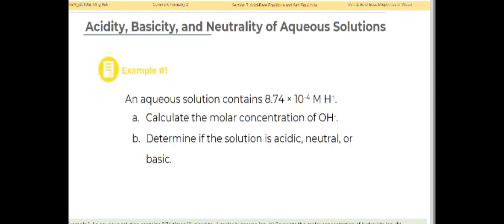Example number 1. An aqueous solution contains 8.74 times 10 raised to negative 4 molar hydrogen ion. A. Calculate the molar concentration of hydroxide ion, and B. Determine if the solution is acidic, neutral, or basic.